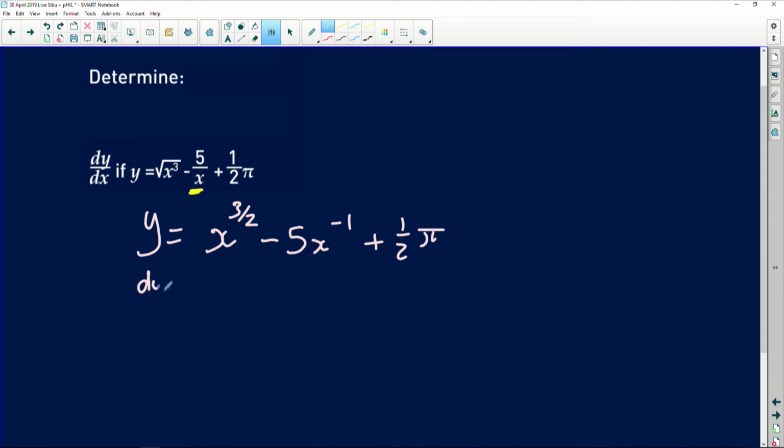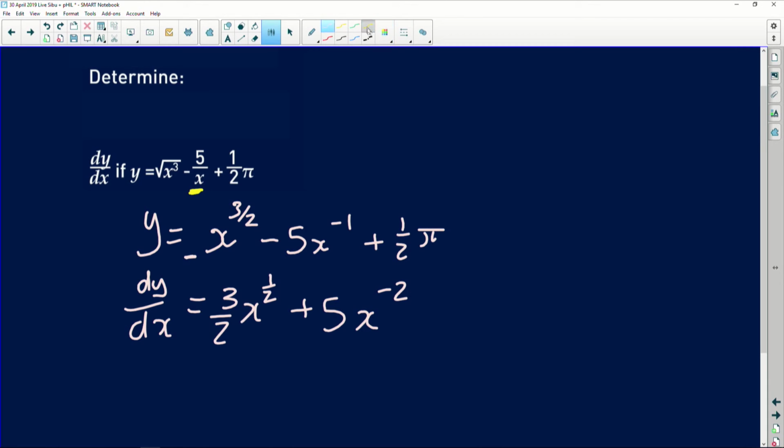Let's find the derivative. So dy over dx is equal to 3 over 2 multiplied by the coefficient 1 there, x to the power 3 over 2 minus 1. Remember, you must always subtract 1 from the exponent to find the new exponent. So 3 halves minus 1 will just become 1 half. And then negative times negative here will come out as positive 5. X to the power minus 1 is going to become minus 2. This is another popular mistake that people make. Remember, you are subtracting 1 from whatever the exponent we gave you.